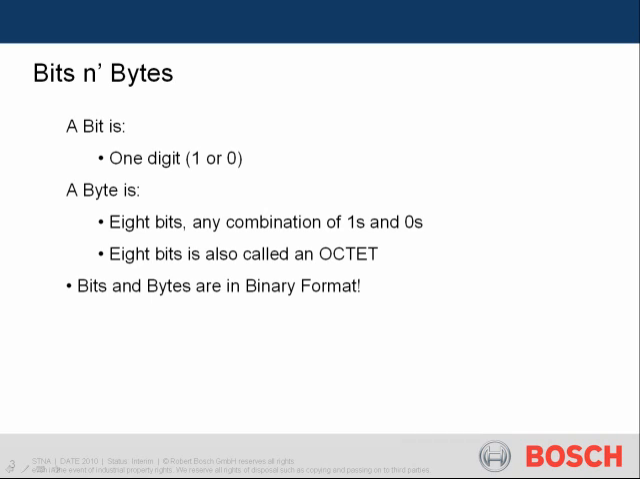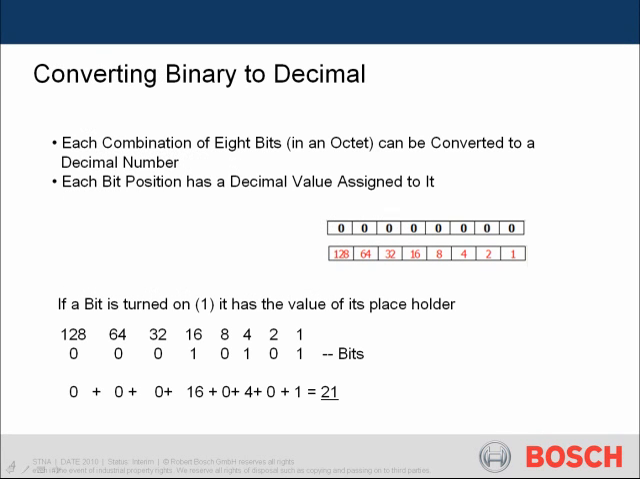This relates to IP addressing because we use 8 binary bits to define a decimal number. To convert a binary octet to a decimal number, we have to first look at the fact that each bit position has a decimal value assigned to it. These bits are weighted from right to left in an increment that doubles in value. So if we look at this, we see that the first bit position is valued at a 1. The next one is valued at a 2, 4, 8, 16, 32, 64, and 128.